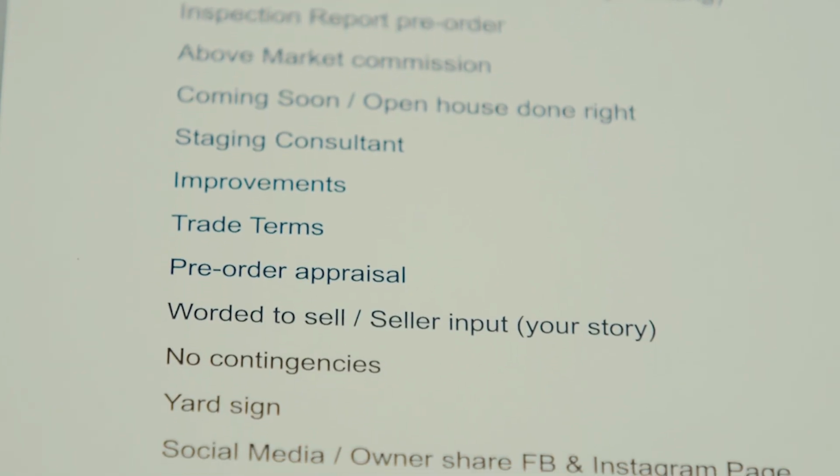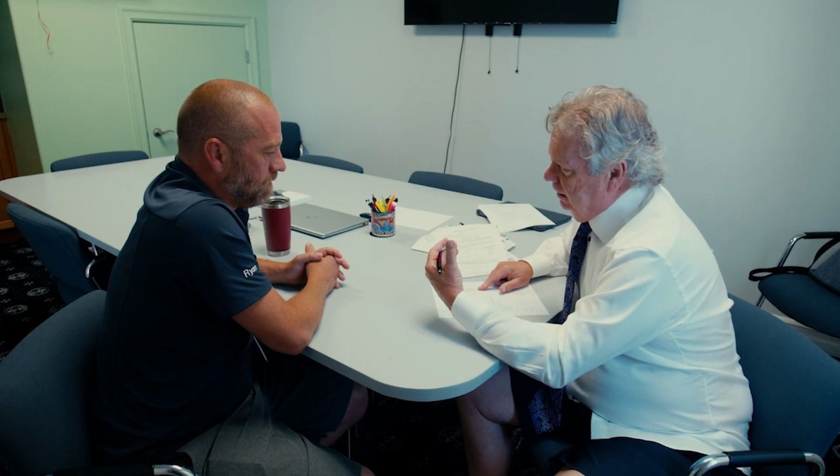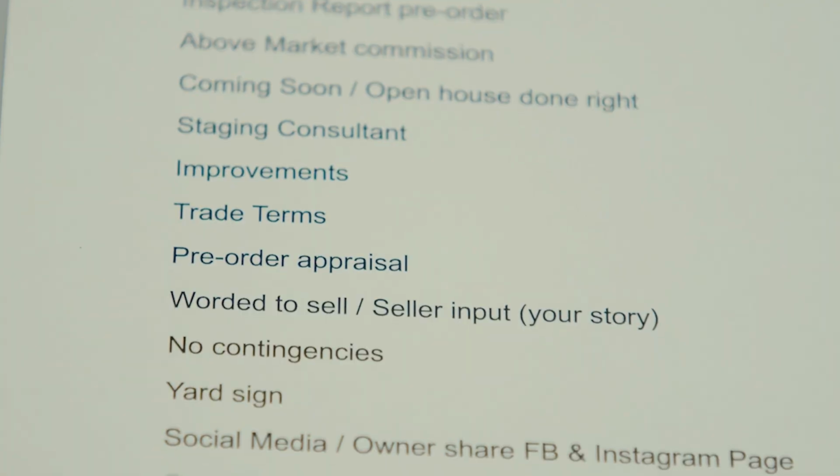Pre-order the appraisal. That's not an effective marketing tool in the market that we're in. The market's moving too fast, so that's an easy no. Worded to sell.